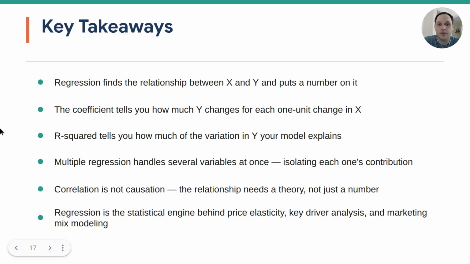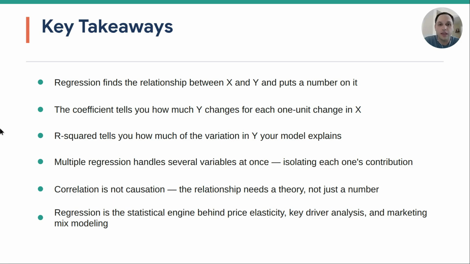6 things to take with you. Regression finds the relationship between X and Y and puts a precise number on it. That's the whole idea. The coefficient tells you how much Y changes for each one unit in X. It's the slope of the line, and it's the most important number in the output. R-squared tells you how much of the variation in Y your model explains, how well the line fits.